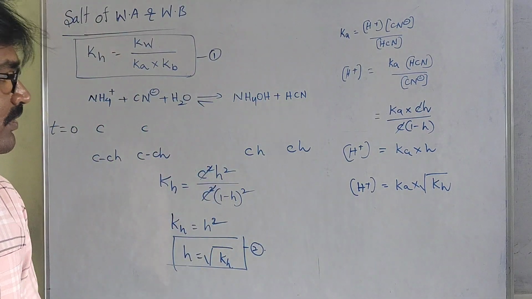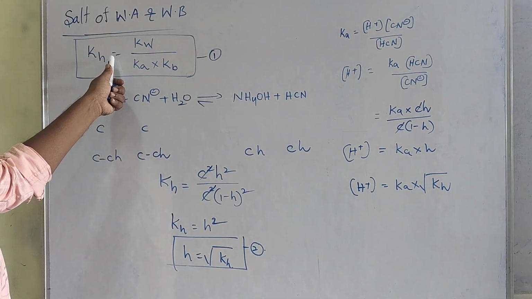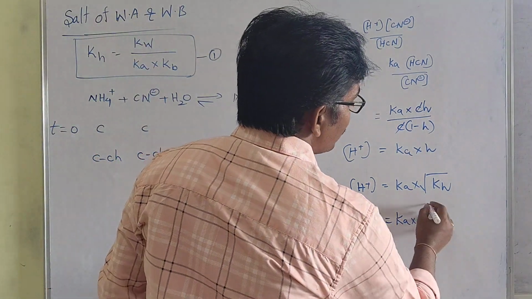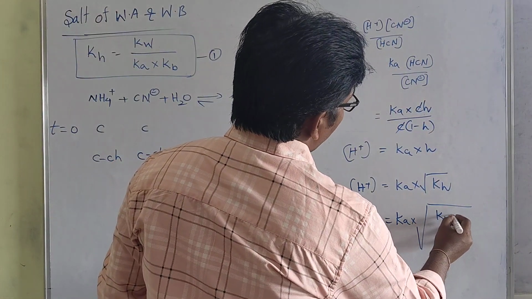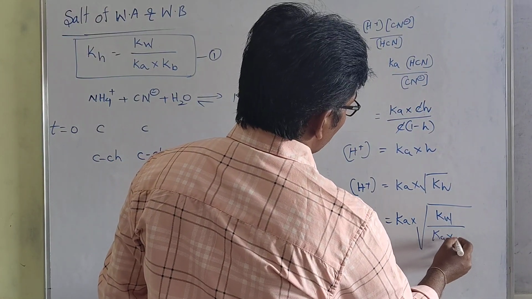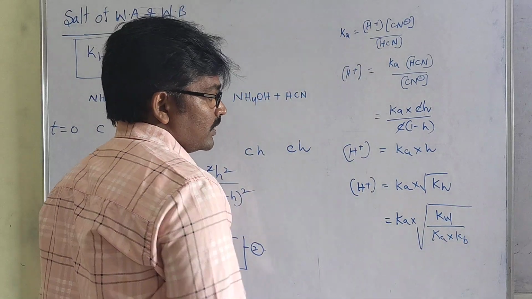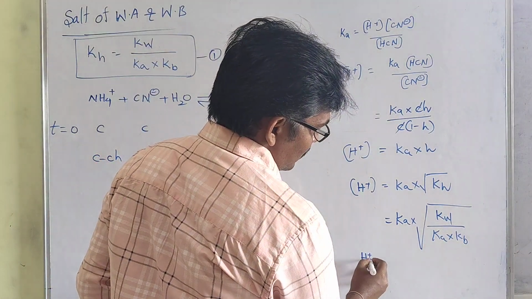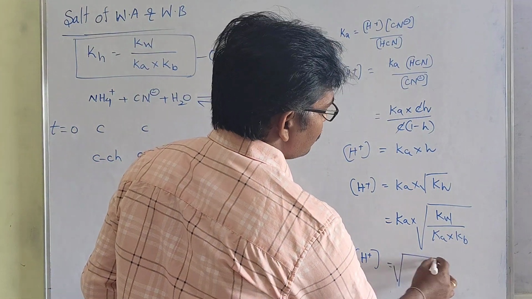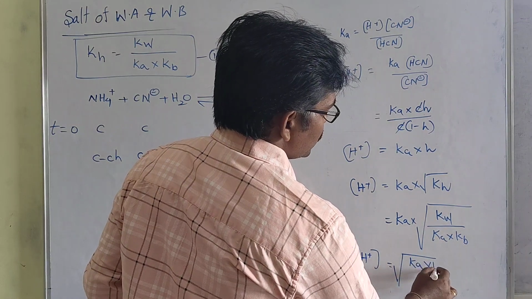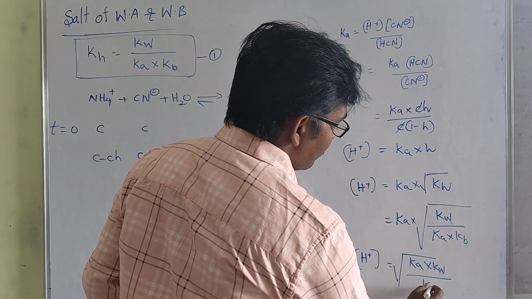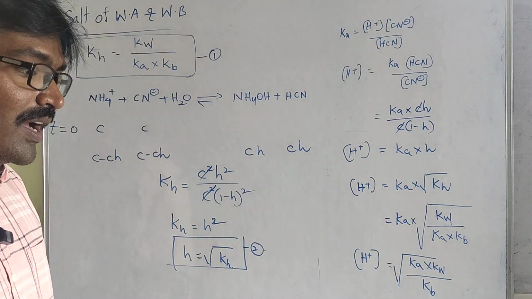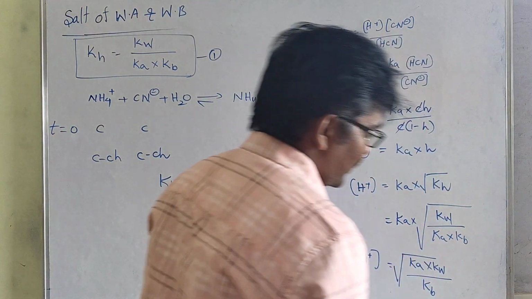Clear? Square root of Kh. In the place of Kh, what can you substitute? Ka into square root of Kw divided by Ka into Kb. Finally, H plus ion concentration equals the square root of Ka into Kw divided by Kb. Clear, my dear students? So that is the H plus ion concentration. From this, how to find pH?